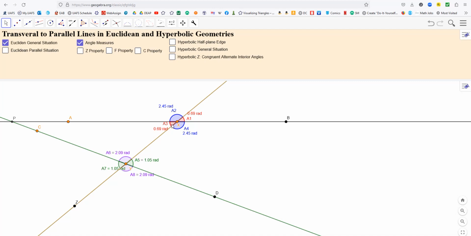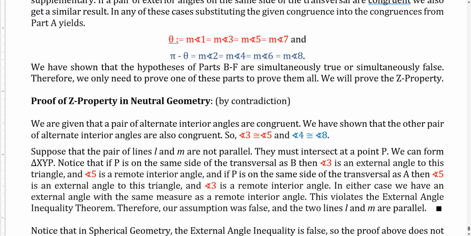Okay? But we've reached our contradiction. So here's the proof. Suppose the pair of lines are not parallel. They must intersect at a point P. We form the triangle XYP.